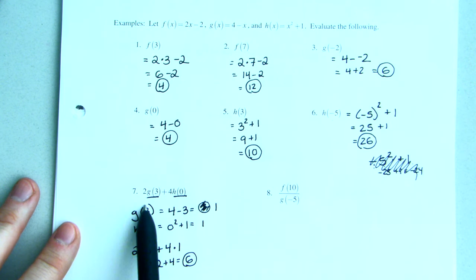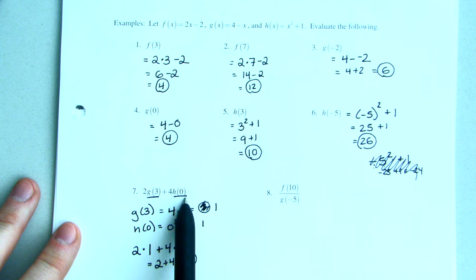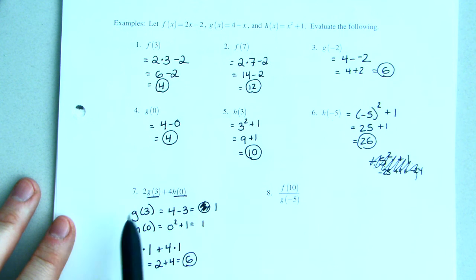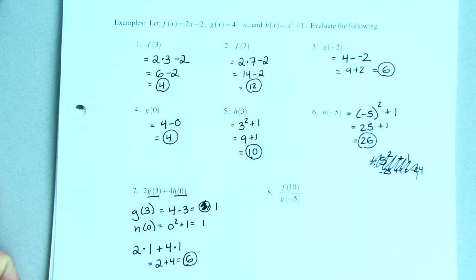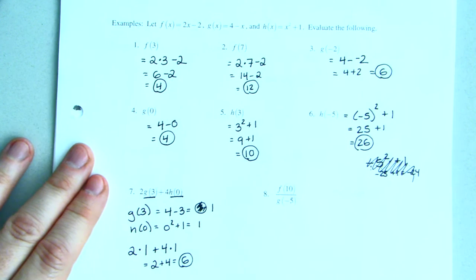Don't try to do this all at once. Figure out g of 3, get an answer. Figure out h of 0, get an answer. Then do 2 times g of 3, 2 times 1, plus 4 times h of 0, 4 times 1, get your final answer.